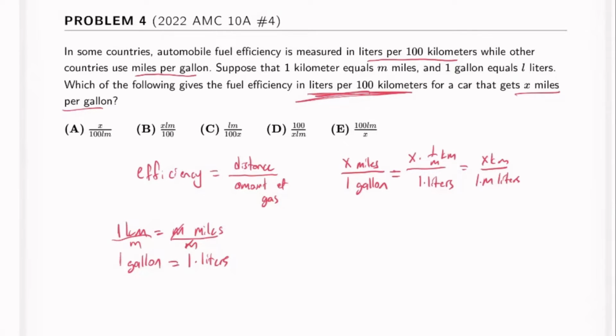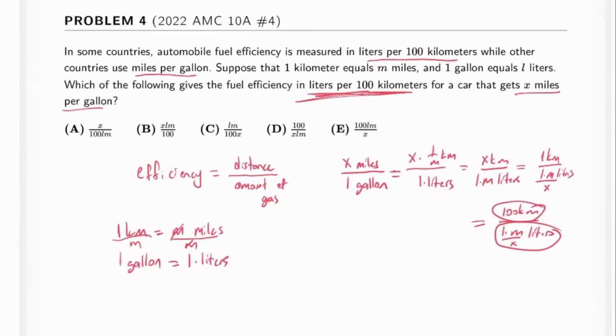It says liters per 100 kilometers, which means we want the numerator to be 100 kilometers. So we want to remove the x from the numerator as well, so we can divide by x top and bottom. You will get 1 kilometer over L times m liters over x. At the same time, we want to divide top and bottom by 100 as well, because it says per 100 kilometers. So you get 100 kilometers over L times m over x liters. So per 100 kilometers, we are going to use this much liters.